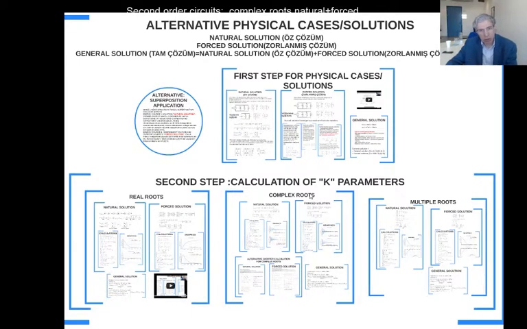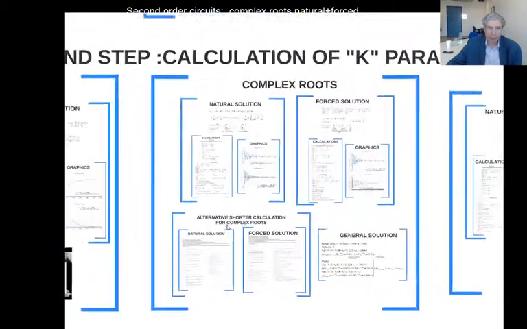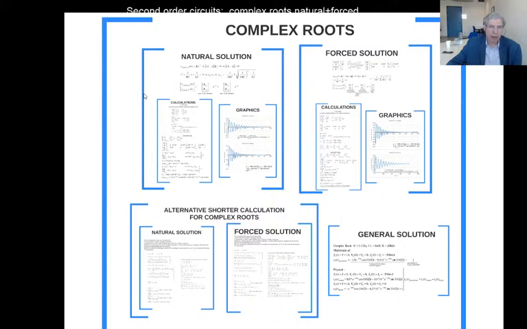Now we are in this second case, which is complex roots. When the roots are complex, how we are going to calculate these k parameters is our video today. So let's go in a bit. We're going to examine the natural solution first, and then we're going to examine the second solution, how we are going to find the k parameters for the forced solution.